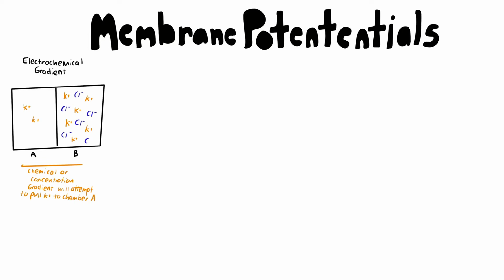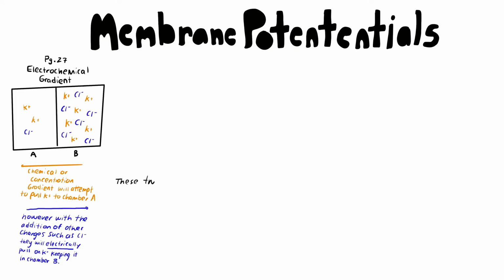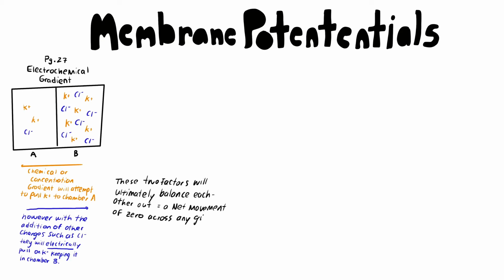And that's pretty easy to understand, but when we start throwing in other things such as chloride and add that negative charge into cell B, that negative charge is going to have a pull on the positive charge of the potassium electrically, keeping it within cell B. So these two forces, the electrical and chemical gradients, are going to be what determine ultimately the balance and the equilibrium that will be across any membrane when we eventually reach a net movement of zero for a given molecule, such as potassium.